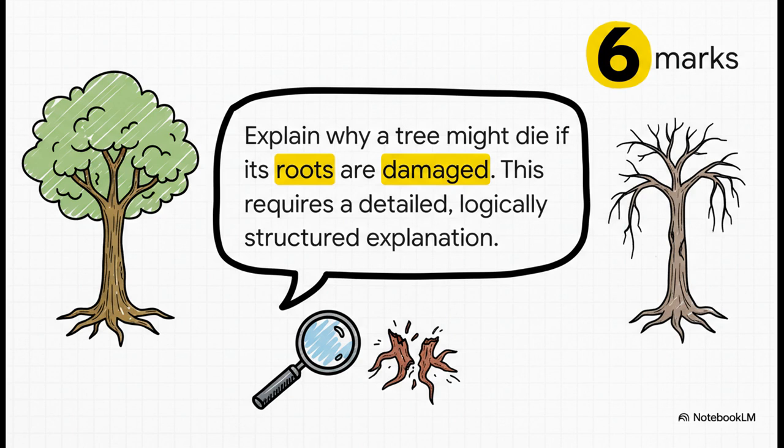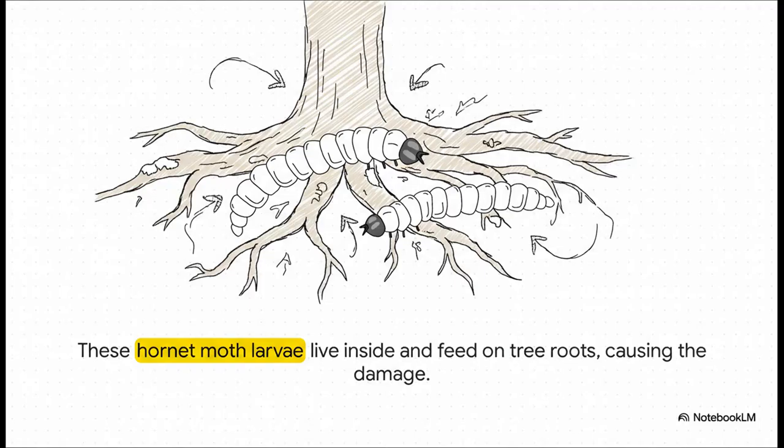And here's the real-world context for you. These are the larvae of that hornet moth we just talked about. They're the little guys causing all the damage to the tree roots.